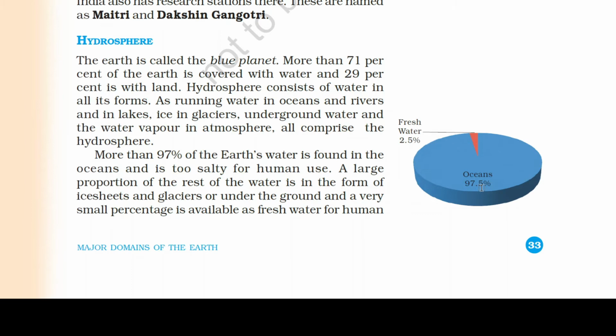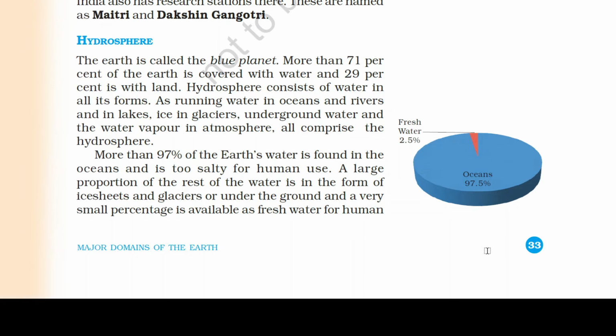More than 97% of Earth's water is found in the ocean and is too salty for human use. So we cannot use ocean or sea water because it is salty. A large portion of the rest of the water is in the form of ice sheets or glaciers, and a very small percentage is available as fresh water for human beings. We use fresh water for drinking and daily use, and its amount is very small.